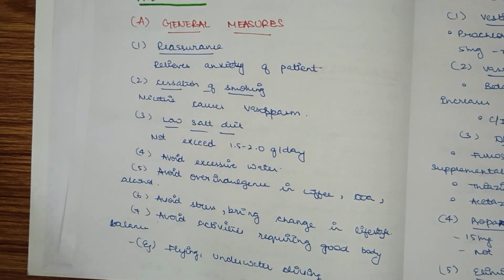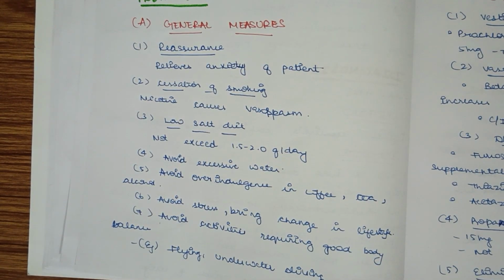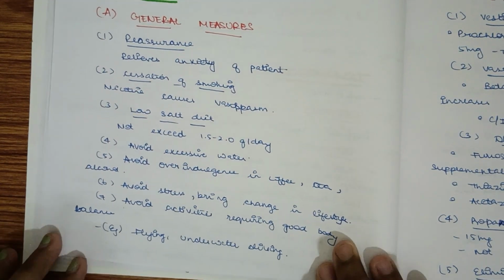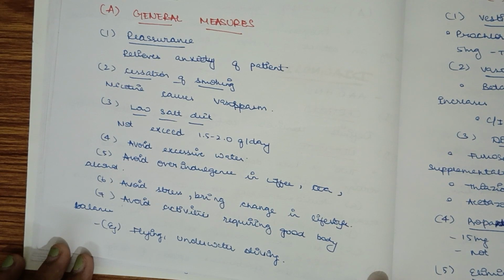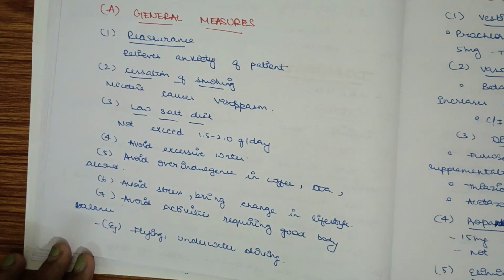First is smoking. Nicotine causes vasospasm, which we saw as one of the etiologies of Meniere's disease, so smoking must be stopped immediately. Salt must be restricted in the diet, which should not exceed 1.5 to 2 gram per day. Water must be restricted. Overindulgence in coffee, tea, or alcohol must be avoided. Stress must be avoided. Should bring a change in the lifestyle.